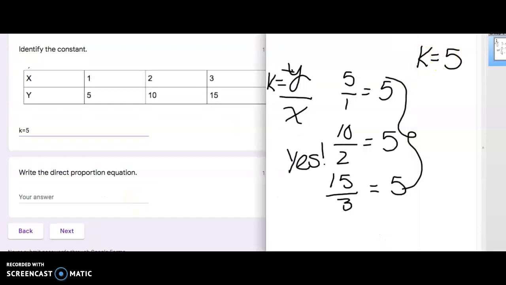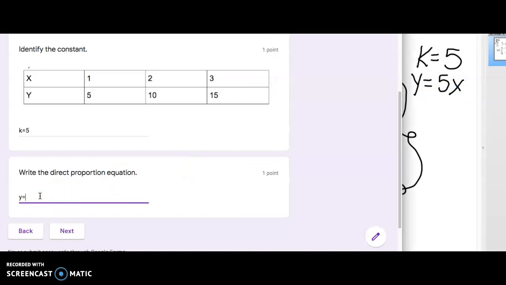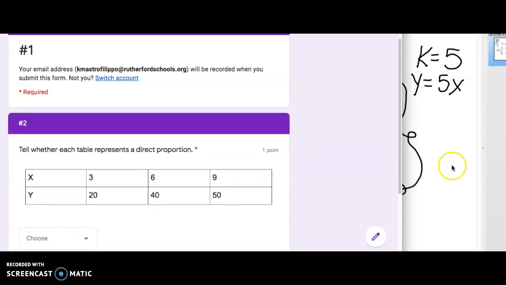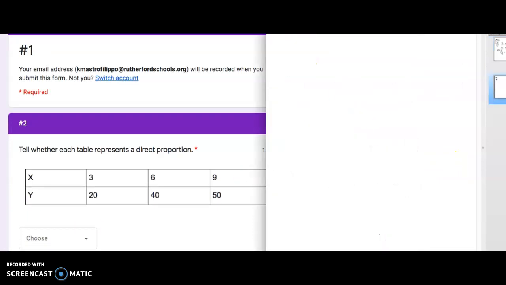And then I want to write a direct proportion equation. Remember, direct proportion equations are y equals kx, where k is a number. We already found that k is 5, so I can just plug into the equation. You are only plugging in a number for k, so y and x stay variables. So my equation is going to be y equals 5x. And let's put that into the form, y equals 5x.